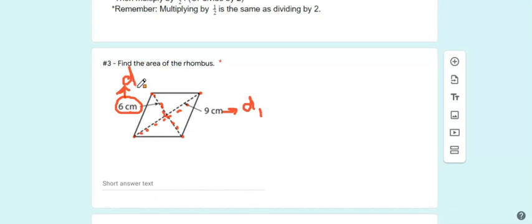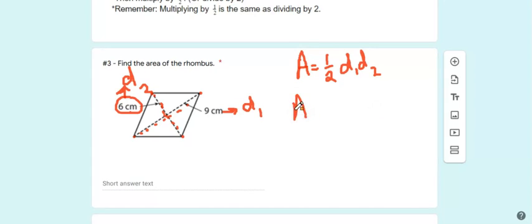So let me call this D sub 2. Okay, so if I want to find the area of this rhombus, I'm going to write down the area formula of a rhombus, which is 1/2 times D sub 1 times D sub 2. As you can see, 1/2, D sub 1 and D sub 2 are written next to each other, and there's no operation symbols between them. And so that's understood to be multiplication.